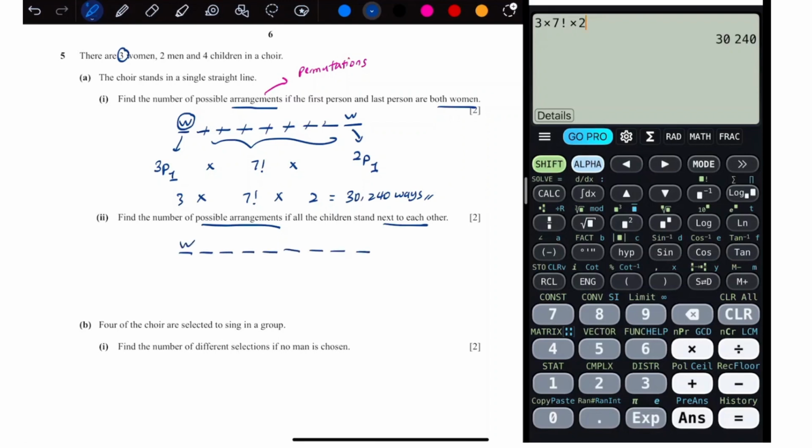Find the number of possible arrangements if all children are standing next to each other. Oh, my bad, all children are standing next to each other. So you can technically group them as one whole group, so they will move around all places.